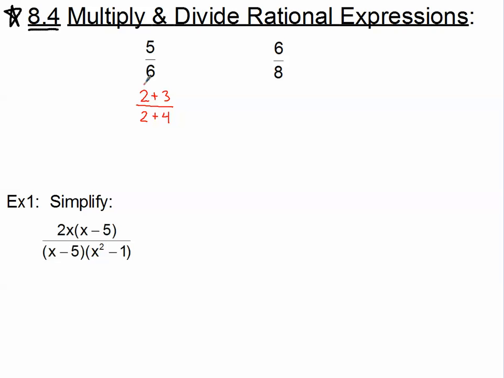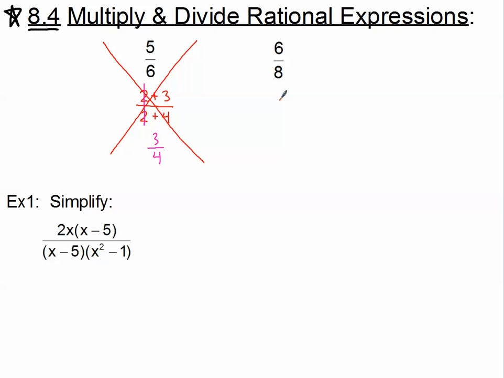I'm going to do this right now to show you that you can't do this. If these 2's did cancel out, then you'd be left with 3/4. But 3/4 and 5/6 absolutely are not the same. Big no. You cannot cancel these 2's out because these 2's are not factors. You can only cancel out factors.